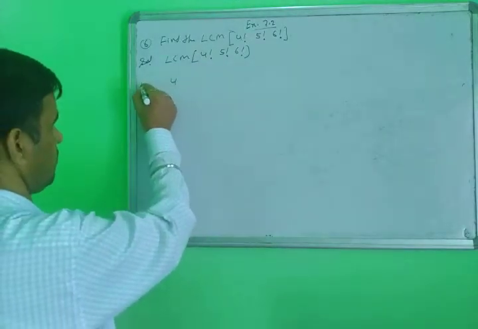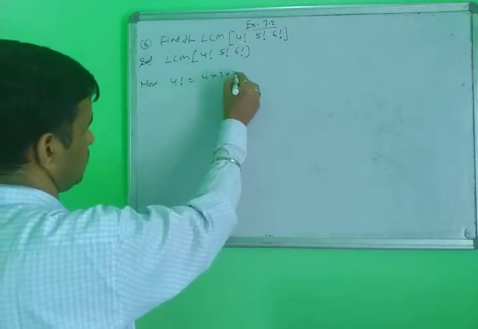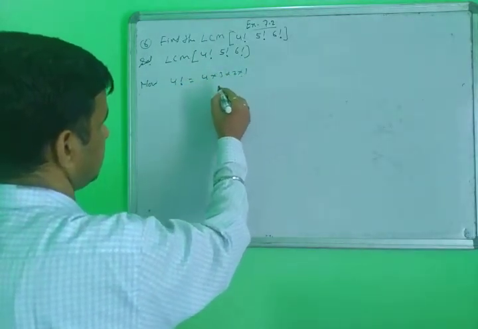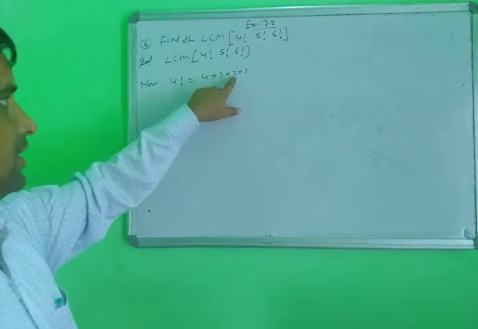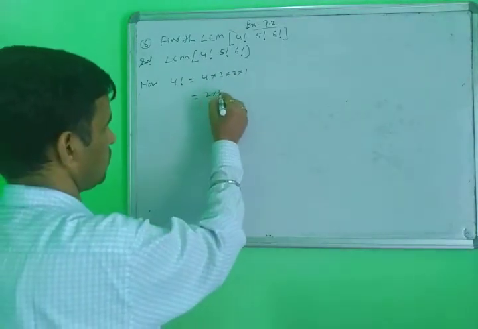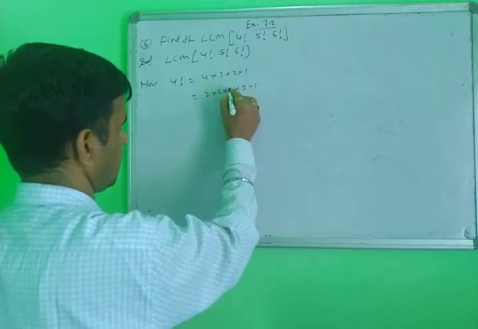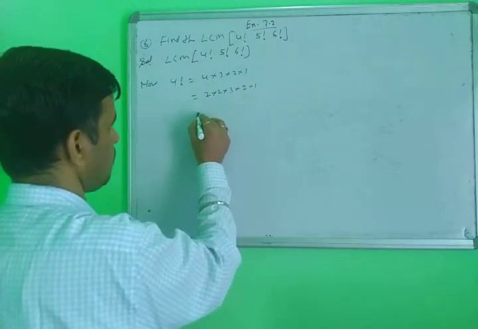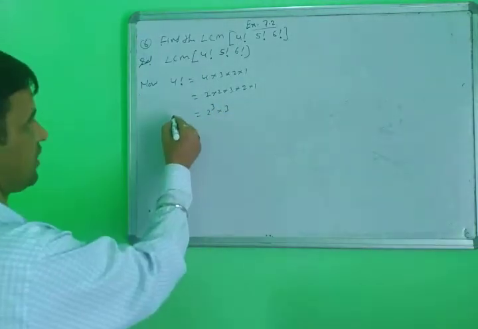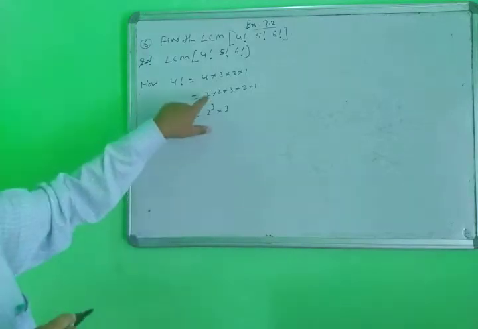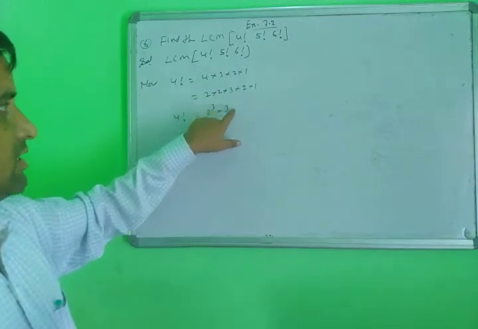Factorial 4. Now, factorial 4 means 4 into 3 into 2 into 1. You can write here in exponent form. How many 2s here? Then you write 2 into 2 into 3 into 2 into 1. So here 2 exponent 3 into 3. This is the form of factorial 4. 1, 2, 3, so 2 exponent 3, and only 3 is left.